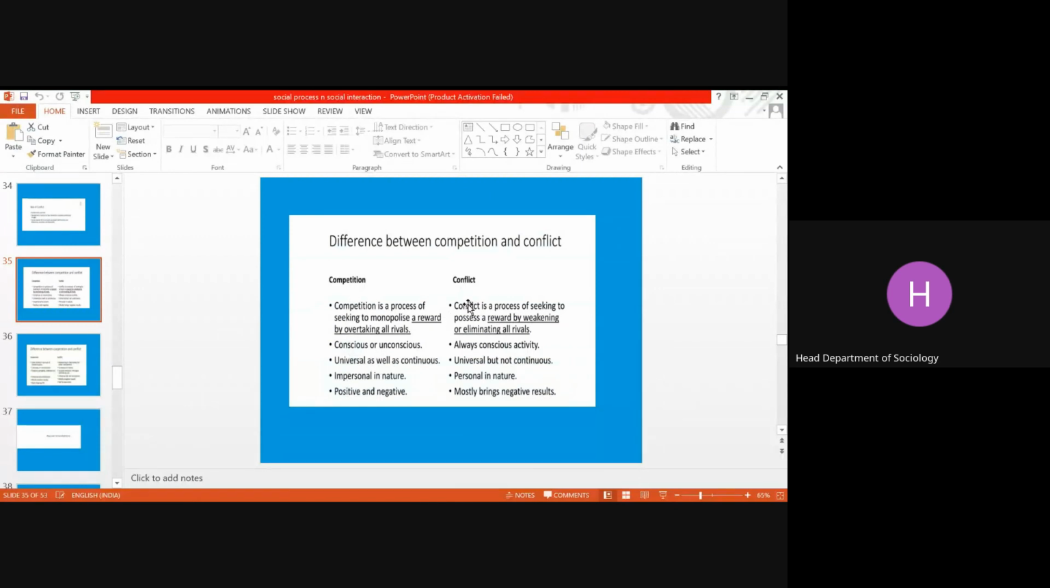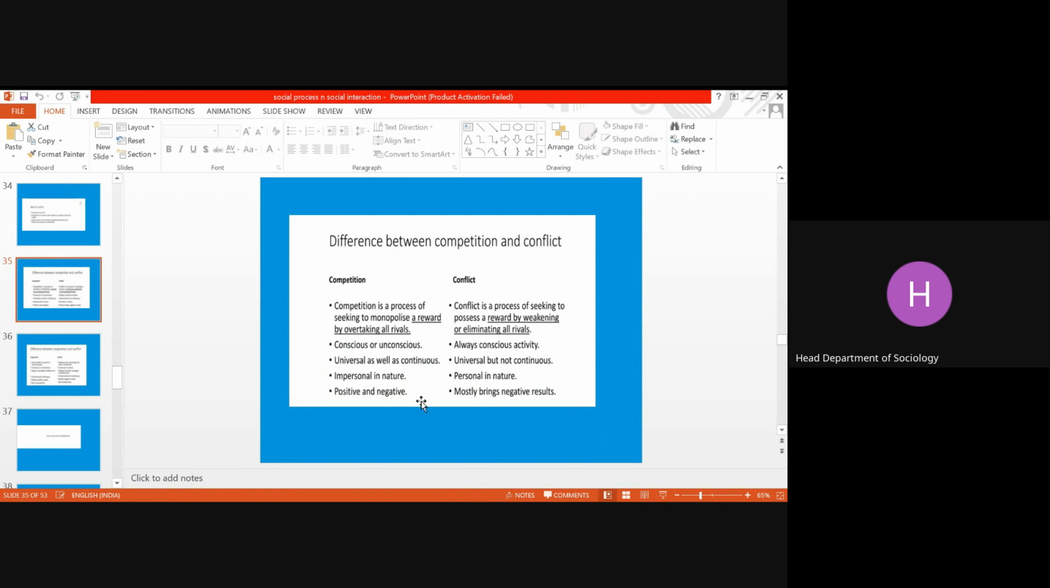That is competition and conflict differences. Competition is always rewarded by overtaking all the rivals, but conflict is rewarded by weakening or eliminating all the rivals. Competition can be conscious or unconscious, but conflict is always a conscious activity. Competition is universal as well as continuous. But conflict is universal, but it is not a continuous process. Competition is impersonal in nature, but conflict is personal in nature.